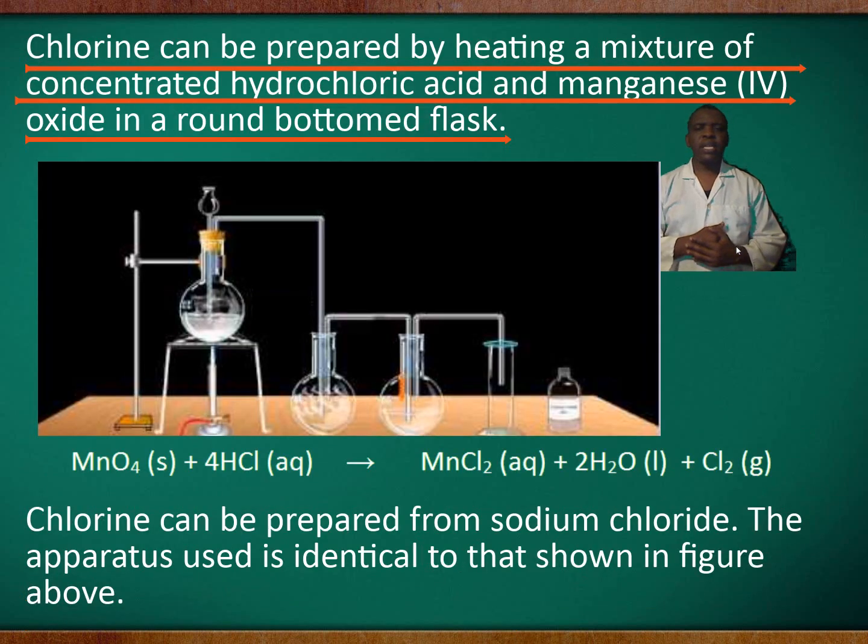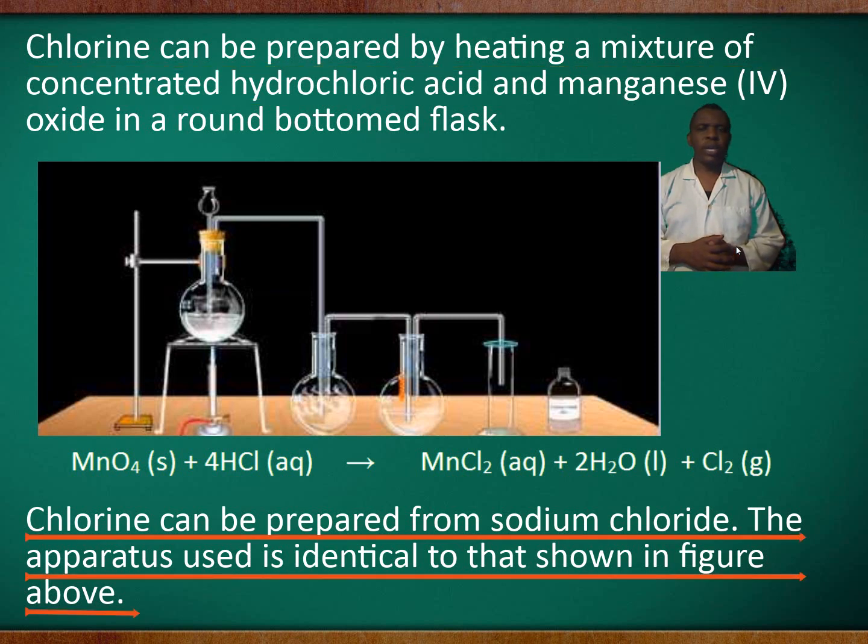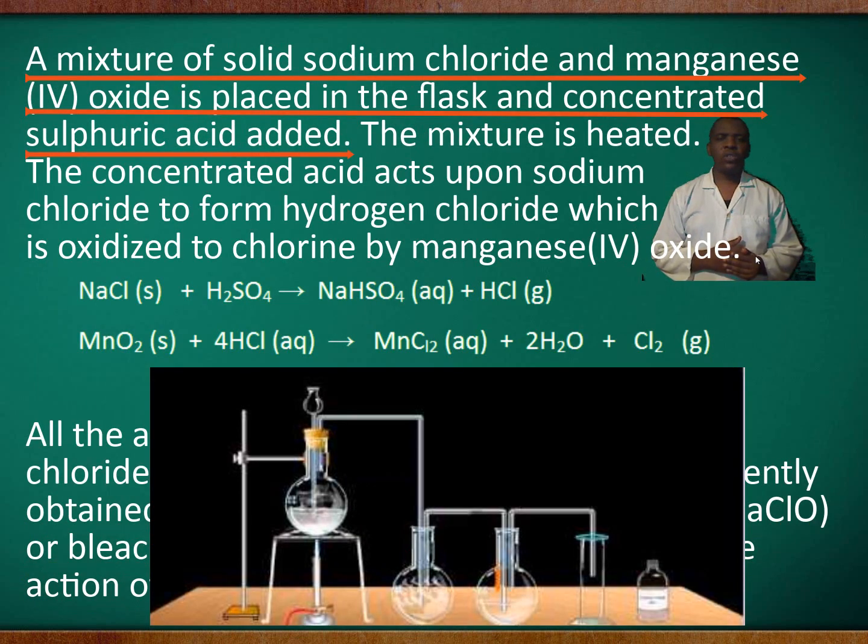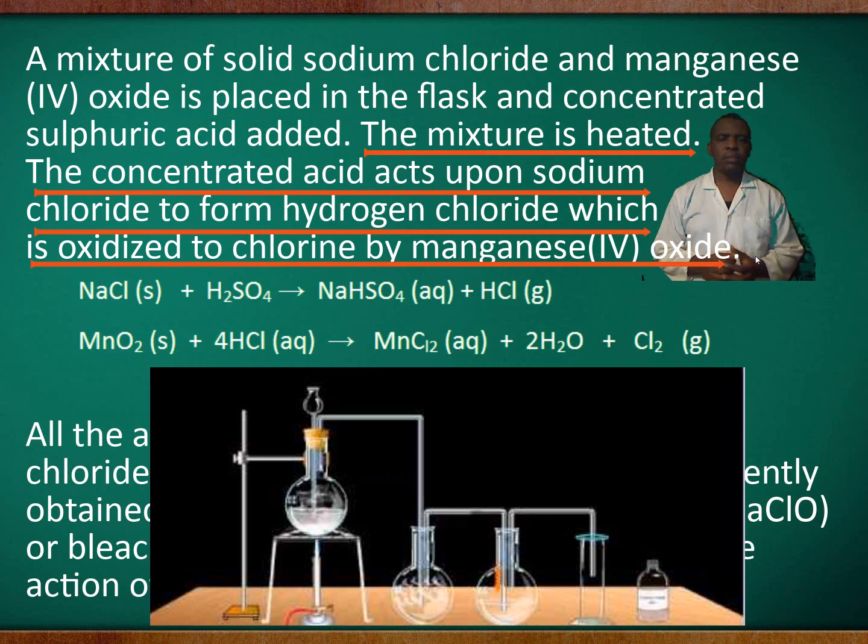Chlorine can be prepared by heating a mixture of concentrated hydrochloric acid and manganese(IV) oxide in a round bottom flask. Chlorine can be prepared from sodium chloride. The apparatus used is identical to that shown before. A mixture of solid sodium chloride and manganese(IV) oxide is placed in a flask and concentrated sulphuric acid added. The mixture is heated. The concentrated acid acts upon sodium chloride to form hydrogen chloride, which is oxidized to chlorine by manganese(IV) oxide.